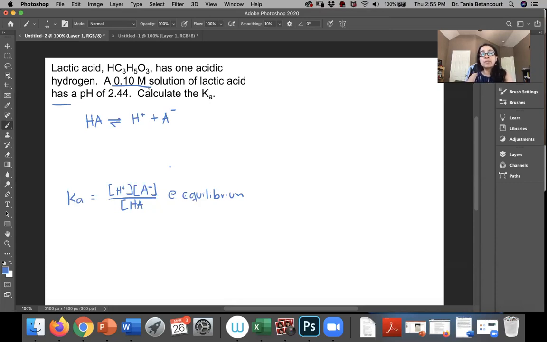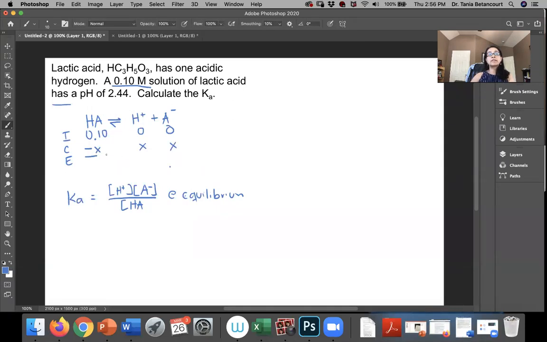So I know that I need to set up an ice chart in order to find out what my equilibrium concentrations are. I come back here and set up my initial, my change, and my equilibrium. For the initial acid, I do know the concentration, which is 0.10. And I know that initially I have no products of the dissociation. I then set up my changes. In this case, my change is going to be negative X for the acid because the acid is only going to decrease in concentration as it forms some products. And my products are going to be positive because they're going to be generated in this process.